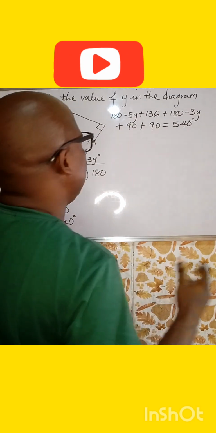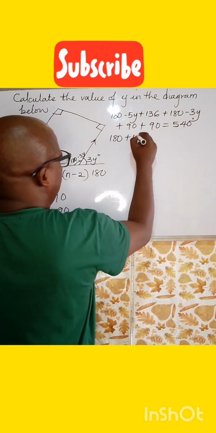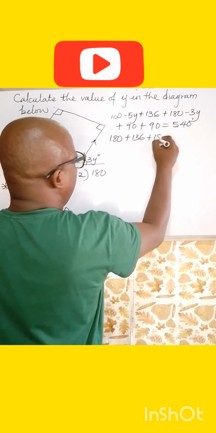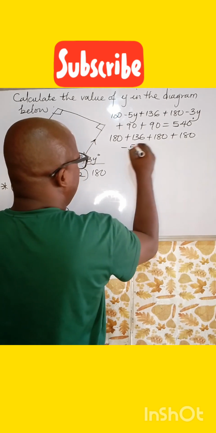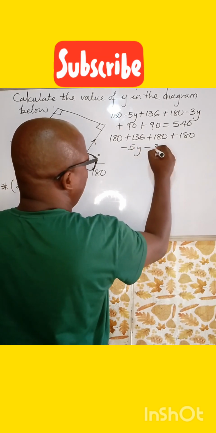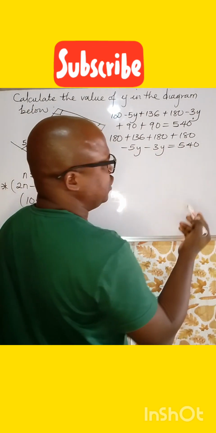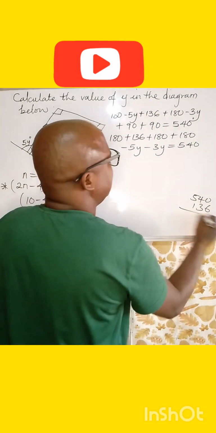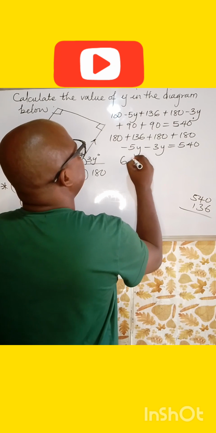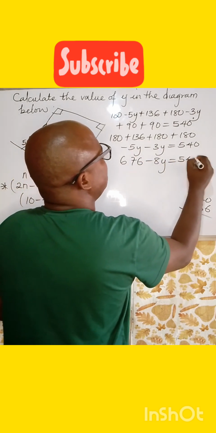From here, I can collect the like terms. If I do that, I will have 180 plus 136 plus 180, another 180 is there, then minus 5y minus 3y is equal to 540. That will eventually give 180, 180, 180. 3 times 180 will give us 540. So I have 540 plus 136, that will give us 676 minus 8y is equal to 540.